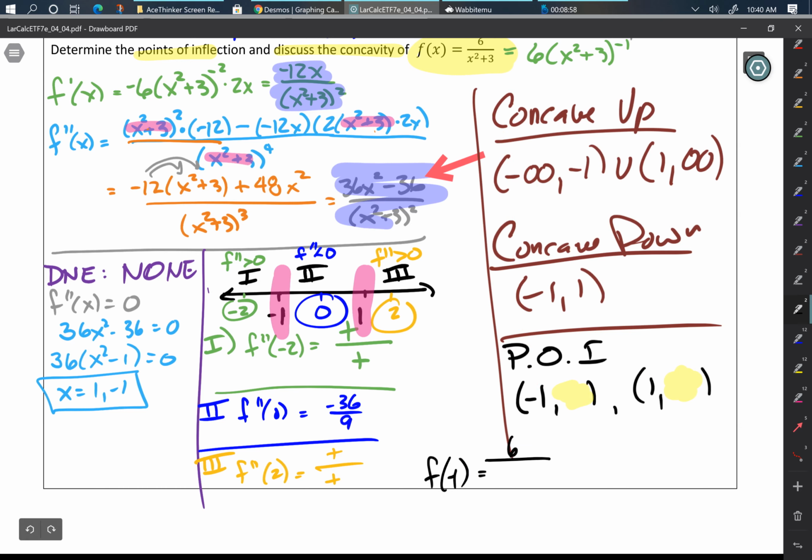So if I plug in a -1 in the original function, what is f of -1? Well, that's 6 divided by -1 squared plus 3. -1 squared is 1. 1 plus 3 is 4. 6 divided by 4 is 3/2. Okay. Now I'll do the same for +1. What is f of +1? Well, that's going to be 6 divided by 1 squared plus 3, which is also 3/2. And so I have determined the points of inflection, as well as the intervals of concavity.